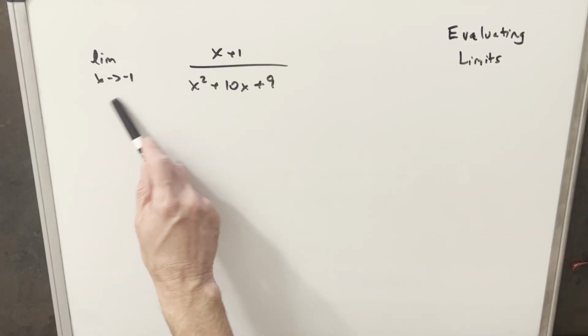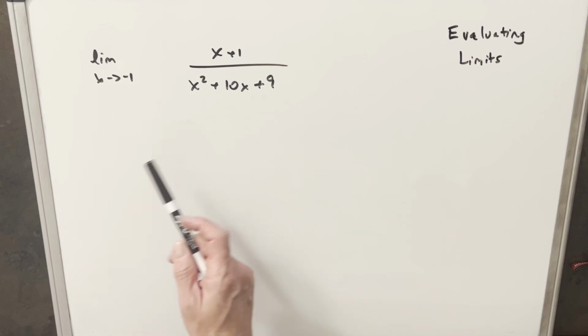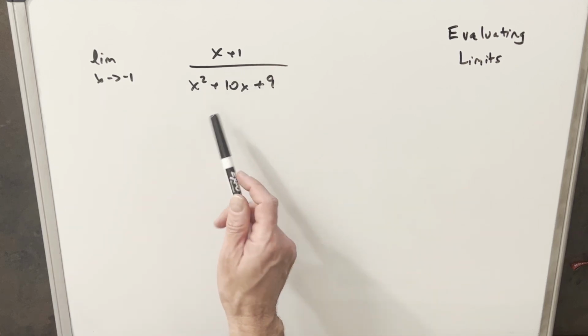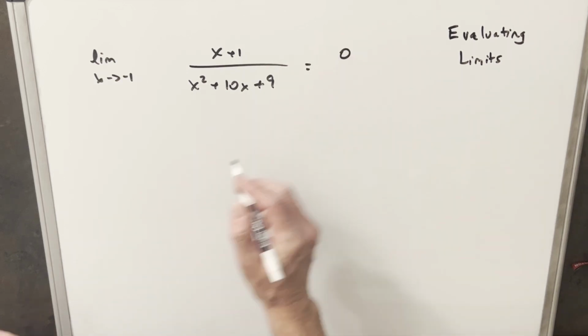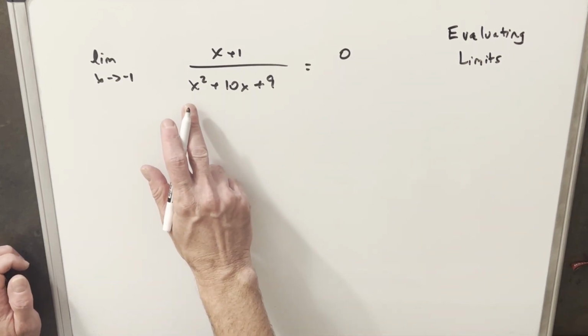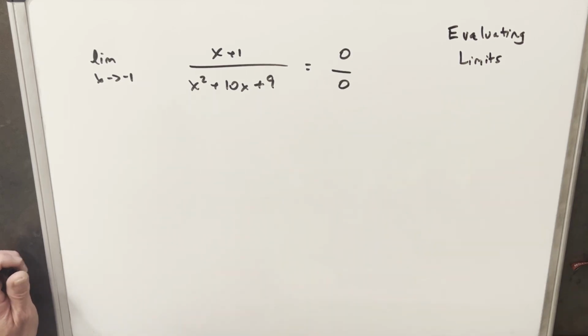Okay, next we have the limit as x approaches minus 1 of x plus 1 over x squared plus 10x plus 9. We plug a minus 1 in here just to see what's happening. That's going to give me a 0 in the numerator. And then again, we plug minus 1 in the denominator. We're going to have 1 minus 10 plus 9. We have 0 over 0 again.